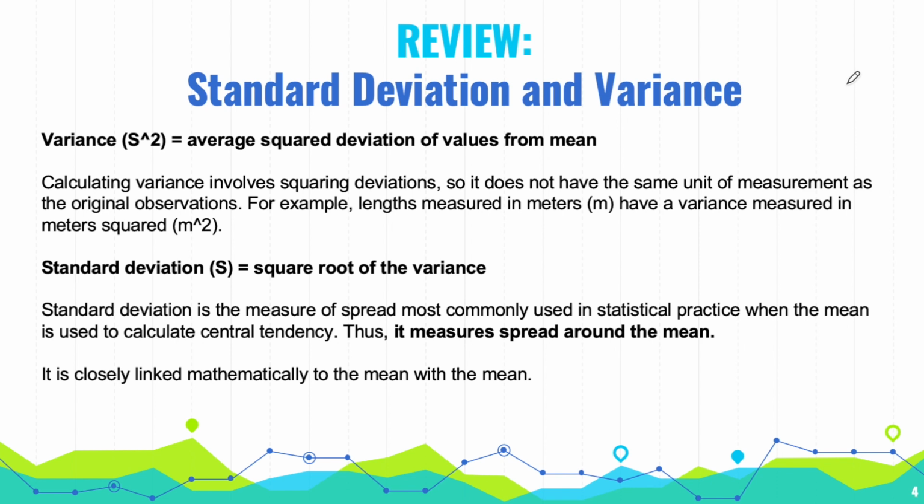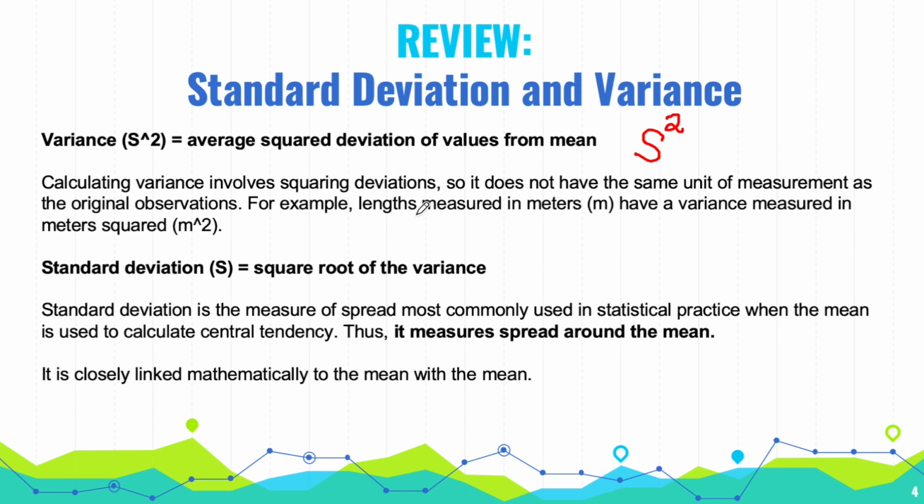Next, I wanted to review standard deviation and variance. These are two values that are related to one another, but it's important to distinguish between them. So variance, I've written it here as s caret 2, which means s squared. It's the average squared deviation of values from the mean, right? Remember, calculating variance involves squaring your deviations. Remember the distance or the difference between each value and the mean value. We would square those and then add them up. It doesn't have the same unit of measurement as the original observations.